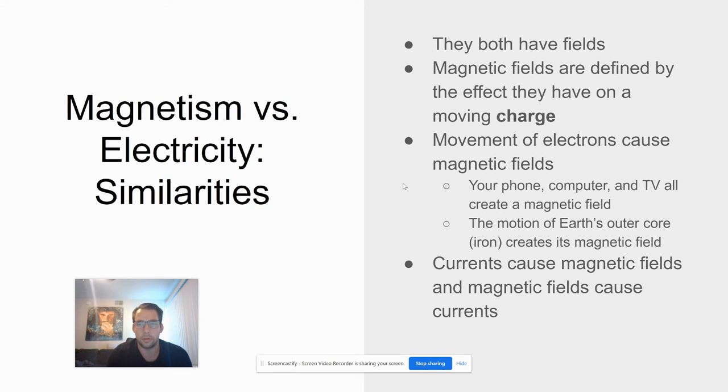The movement of electrons causes magnetic fields. Again, currents in a circuit create actually a magnetic field as well. So your phone, computer, TV all create a magnetic field. Very weak, but it is there. And it should be noted that motion inside the Earth's outer core and the iron nickel alloy there is what creates the magnetic field of the Earth.